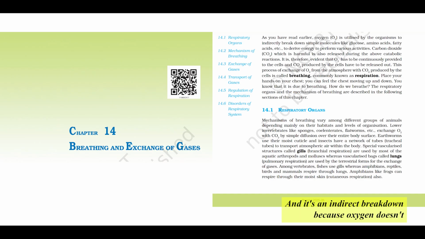And it's an indirect breakdown because oxygen doesn't directly chop up the chemical bonds. Instead, it acts as the final electron acceptor in the long chain of reactions, the electron transport chain, that ultimately releases the stored energy. Without oxygen, these really high-efficiency energy-producing pathways just can't proceed. Okay, so oxygen is all about generating that essential energy, the ATP. And carbon dioxide, what's its story?